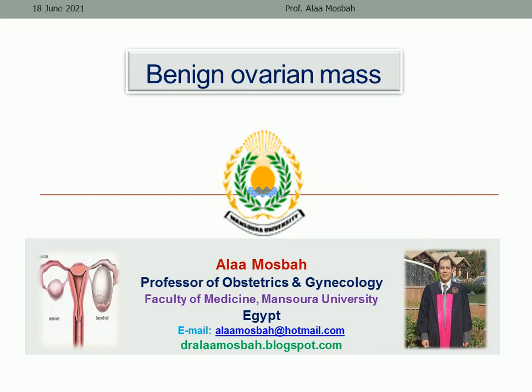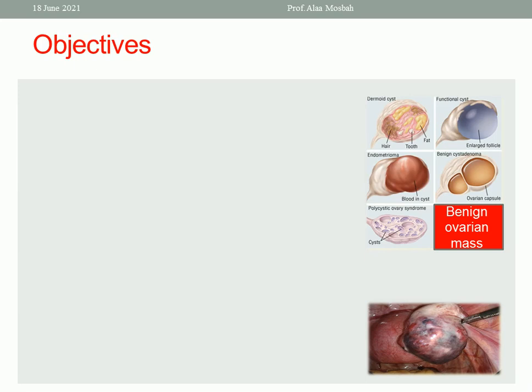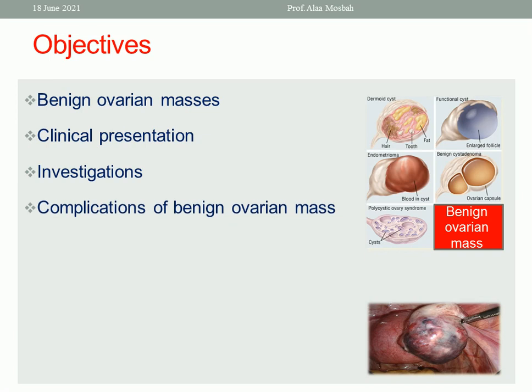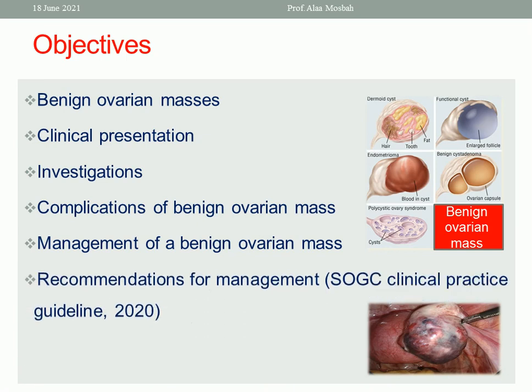The topic of my lecture today is benign ovarian mass. What we want to discuss today are the types of benign ovarian mass, whether non-neoplastic or neoplastic, the clinical presentation of the patients, the investigations needed, and if there is a complication, what is it? What about it? Then the management of benign ovarian mass, and lastly, the recommendation for management by the Canadian Guidelines 2020.